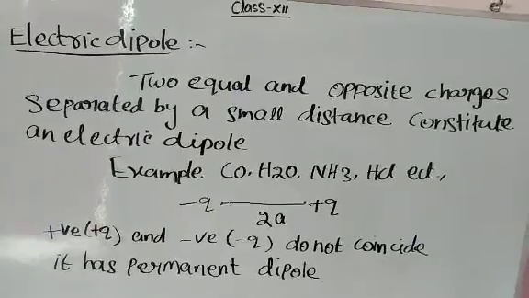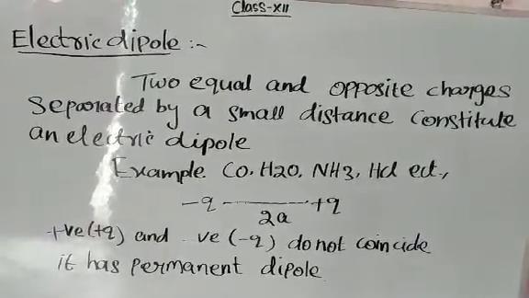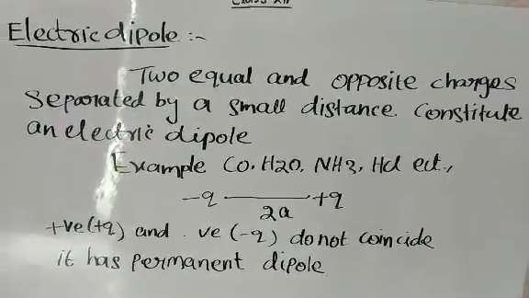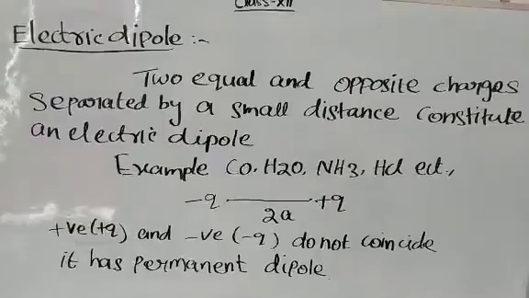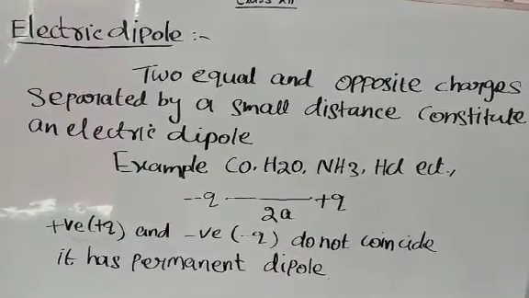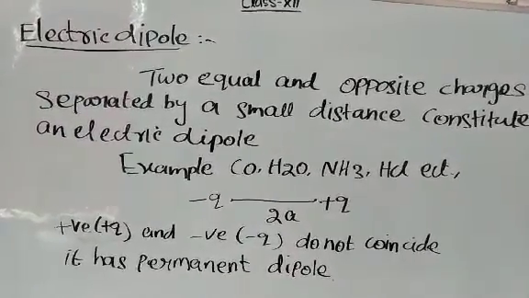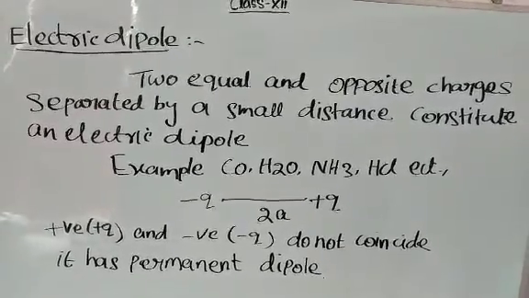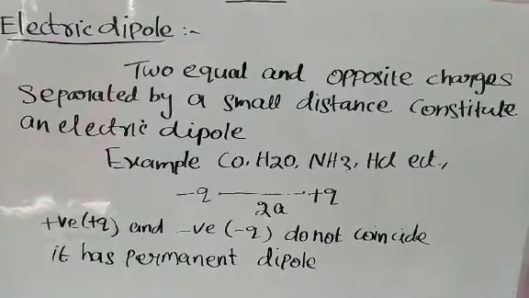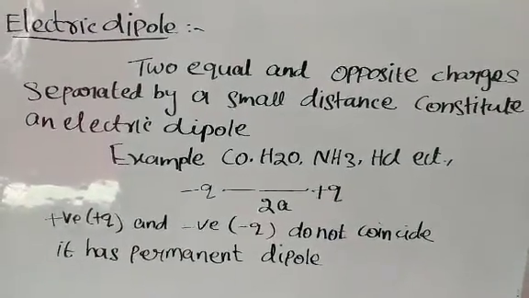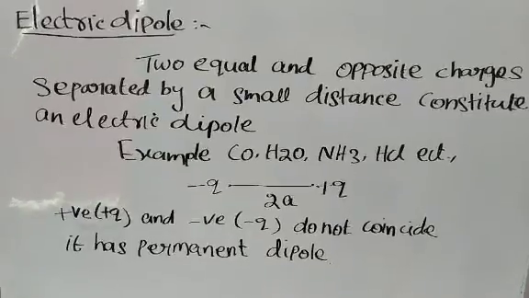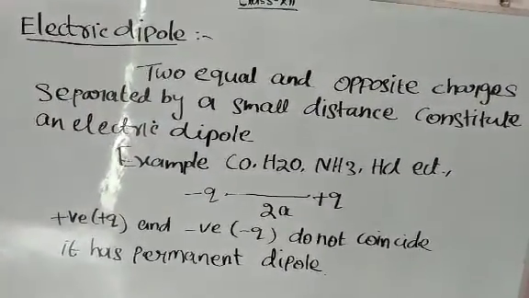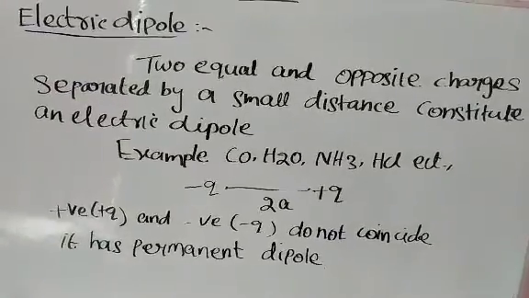From the diagram, minus Q charge and plus Q charge, two equal and opposite charges, are separated by a distance 2a. This is called an electric dipole. Another important point: in an electric dipole, the positive charge and negative charge never coincide. It is a permanent dipole. So it's a very important 2-mark question: define electric dipole and give some examples.